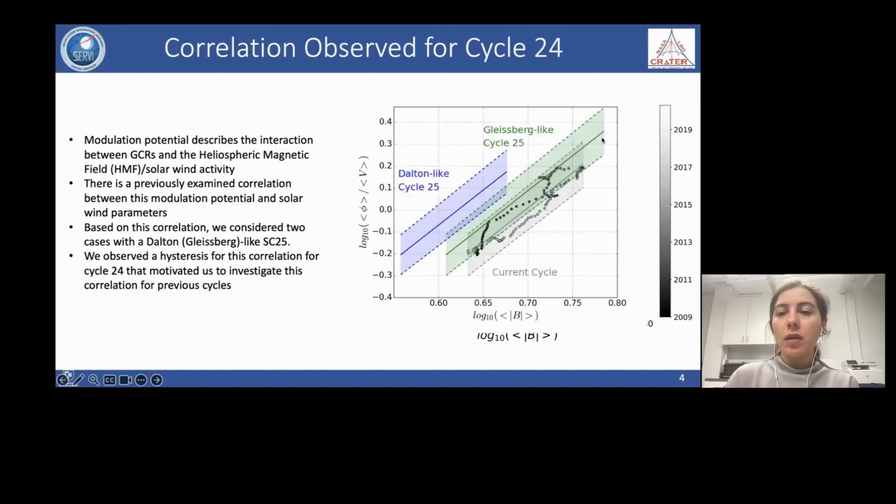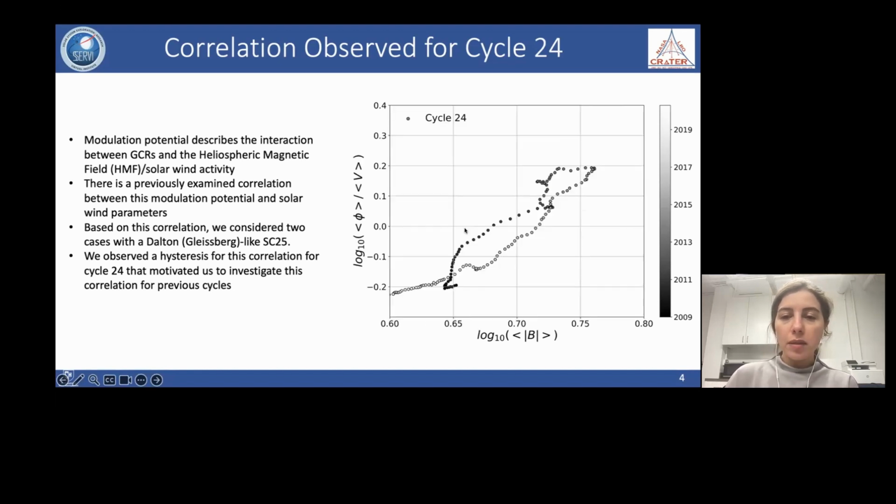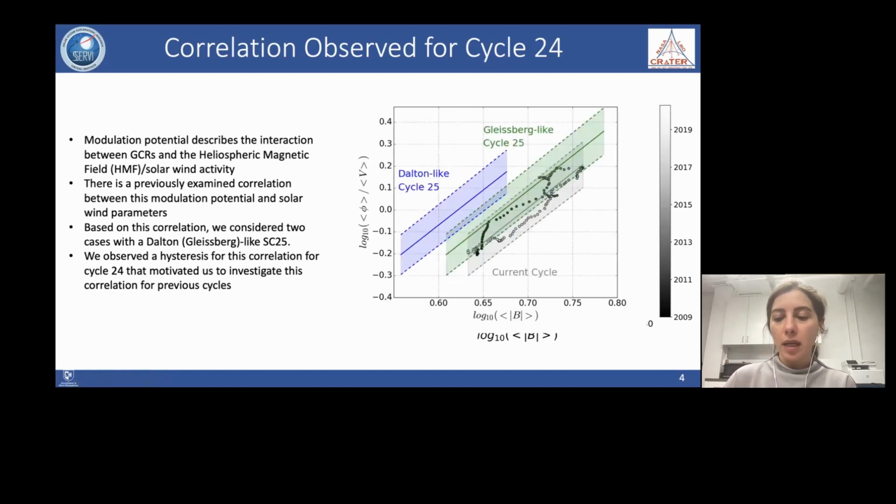What we actually did was we tried to use the same slope, use the values observed for the Gleissberg and Dalton eras, and see how that would affect the modulation parameter value. Other than this, we noticed that in this correlation, we actually see some sort of hysteretic behavior. Based on this hysteretic behavior, we did another analysis.